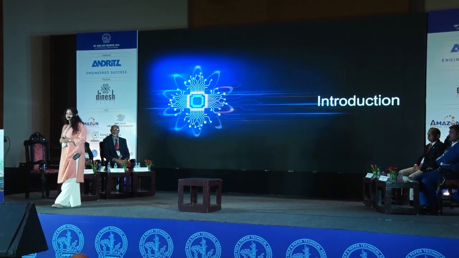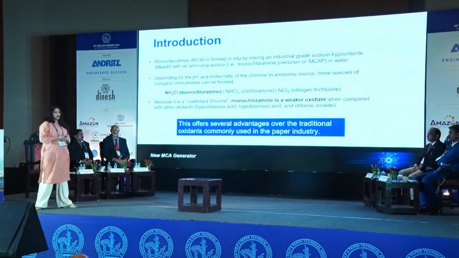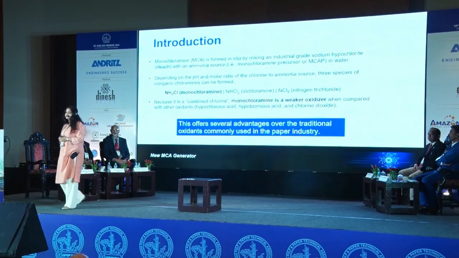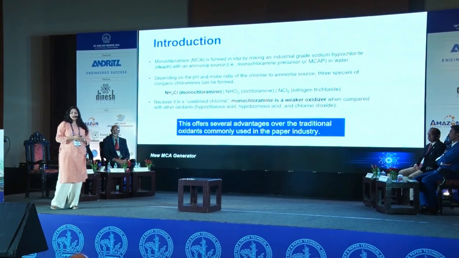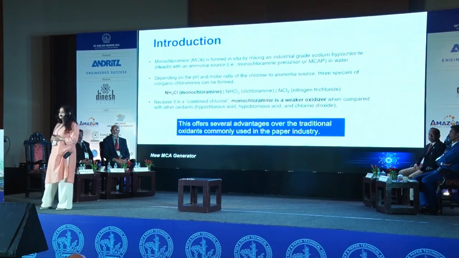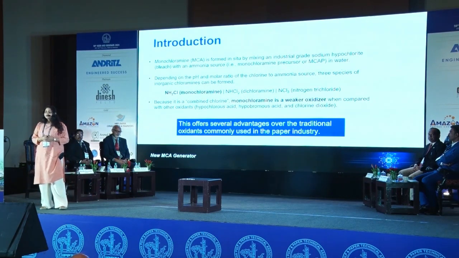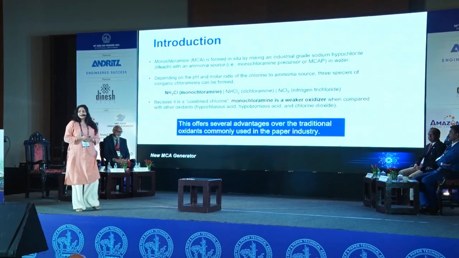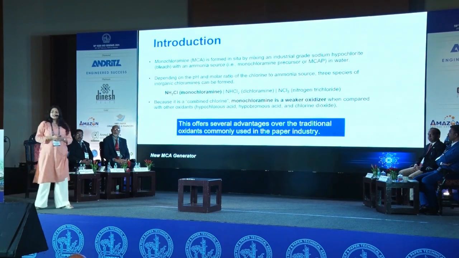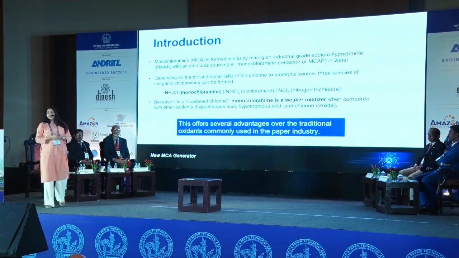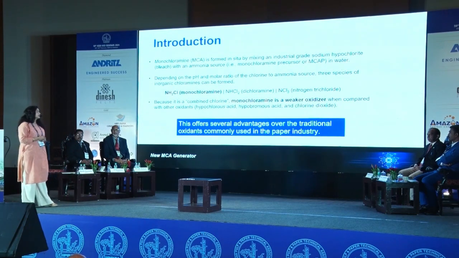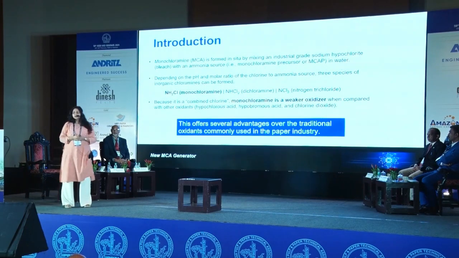So let me introduce how we are making this chemistry on site. It is very important how we ensure a good chemistry to get a good result. This monochloramine is made on site by using industrial grade hypochlorite solution with a monochloramine precursor in water at a specific molar ratio and pH. Depending on the pH and ratio, there can be other species which may form, which are dichloramine and trichloramine.